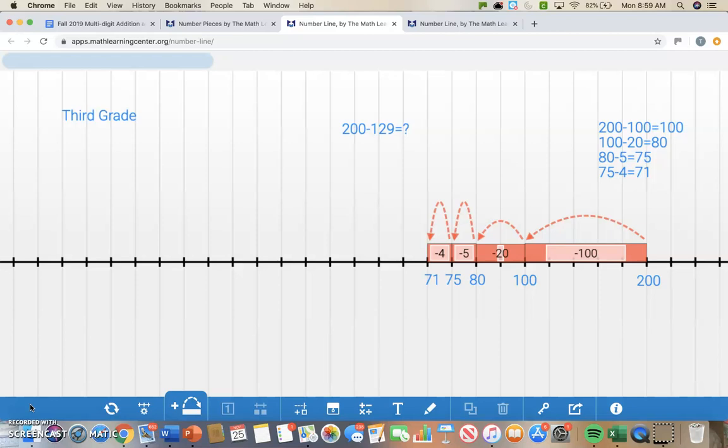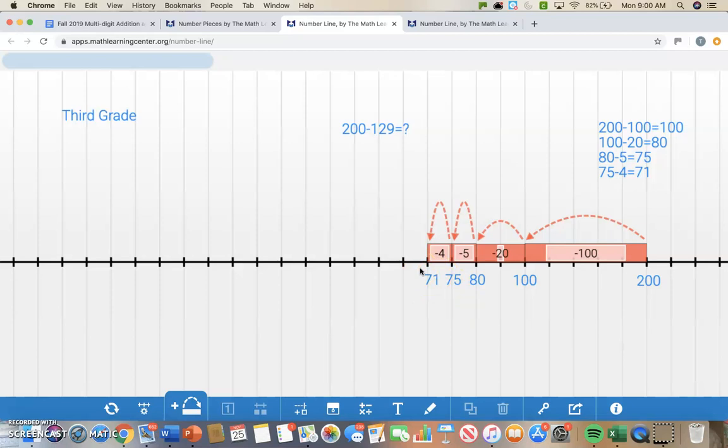What this student did is the student said, okay, I know that there's 200, and I know that 200 minus 100 equals 100. Then the student said, okay, I know I have 29 left, so I could say 100 minus 20 because I know that equals 80. Then the student could say, okay, I have 9 left, so if I say 80 minus 5, I know that's 75. And then the student's like, okay, I know I have 4 left, and oh, okay, so 75 minus 4 is 71, so the answer has to be 71.